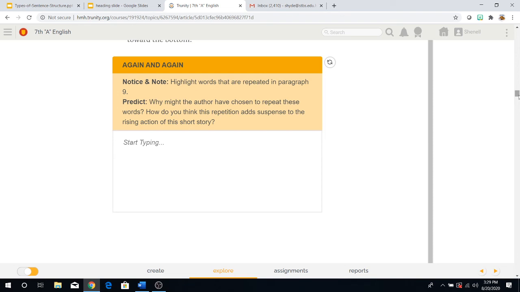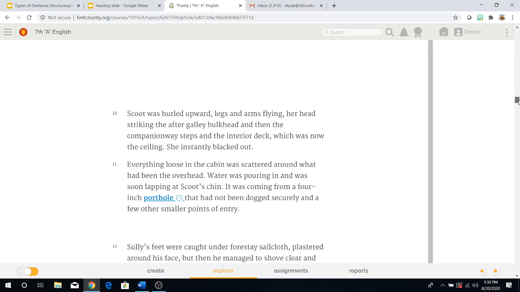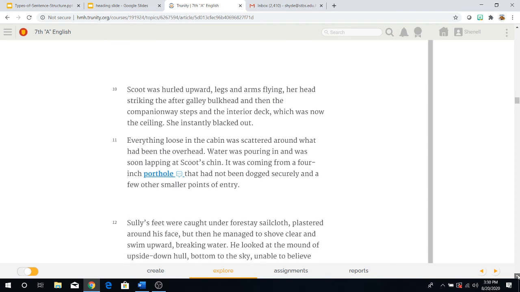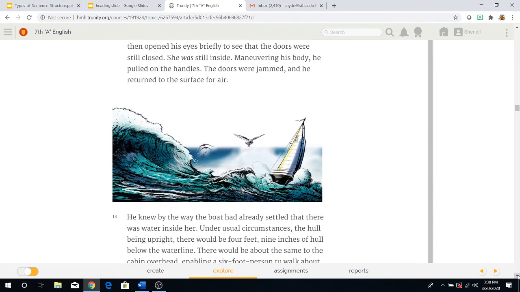Then we go to predict. Why might the author have chosen to repeat these words? How do you think this repetition adds suspense to the rising action of this story? And then we write our answers. Remember, if you still don't have enough room in your textbook, you can always do it in your notebook. So we move forward to the next paragraphs, 10, 11, 12, and 13.